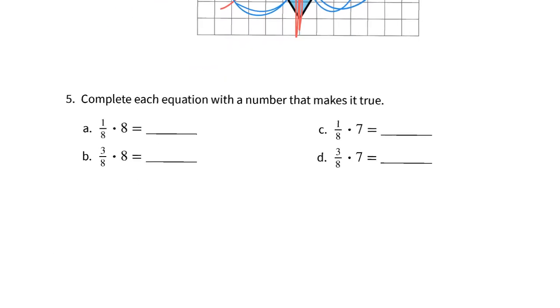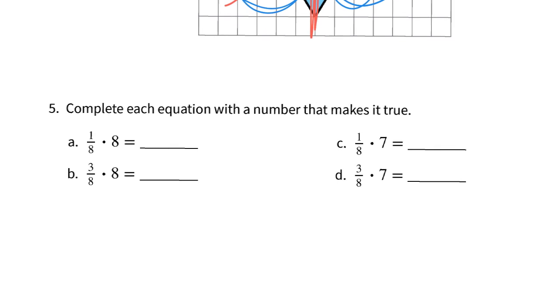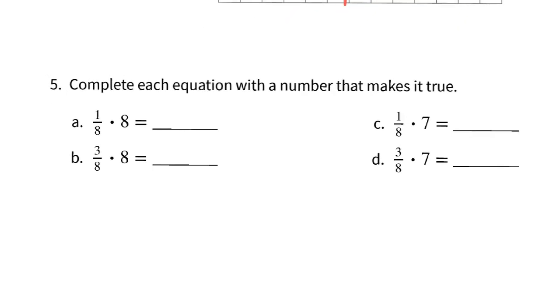And then lastly, complete each equation with a number that makes it true. So this is beautiful. This is a great problem. So this is a quarter of 8. So that answer is 1. And then if we know that an eighth of 8 is 1, then 3/8 of 8 must be 3 because it's 3 times as large.